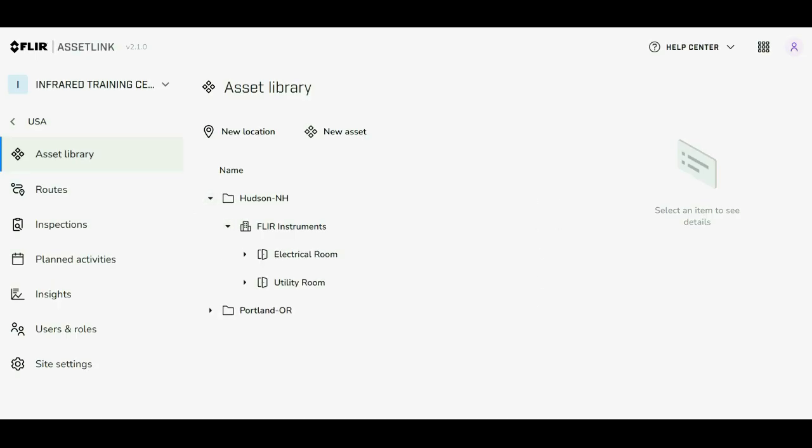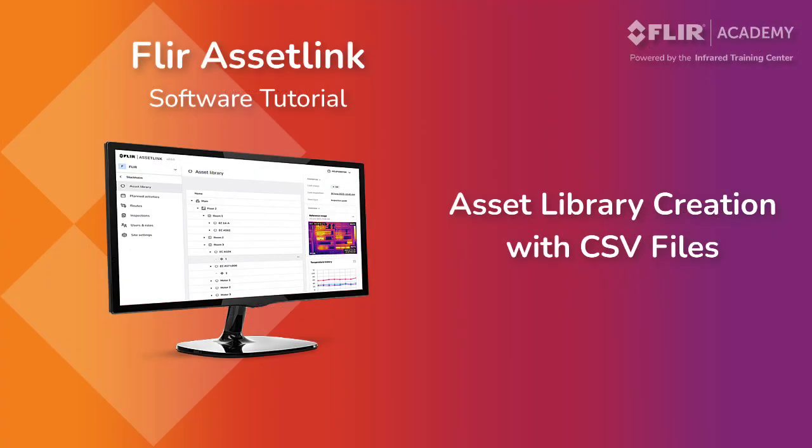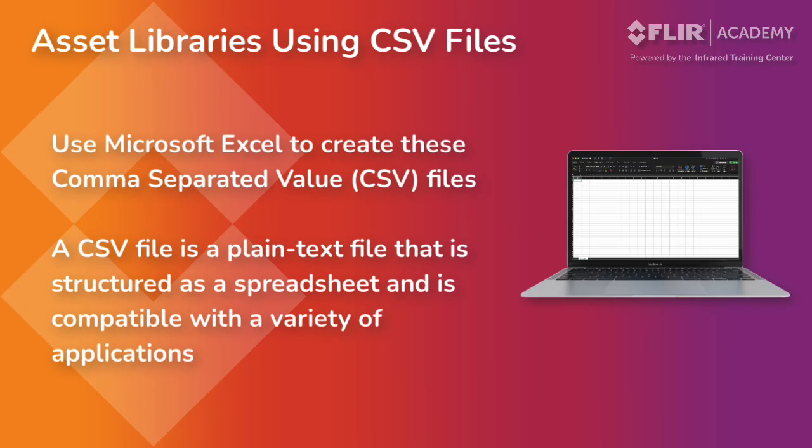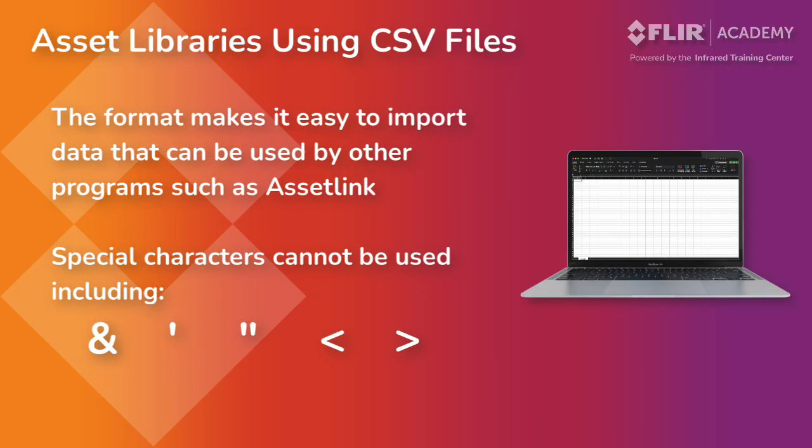While manual entry works well, users may find it easier to either import an existing database or create a new one using a comma-separated value file from Excel. Let's demonstrate that next. An asset library can also be built by importing a comma-separated value file created in Excel. When doing this, it is important to remember that certain characters cannot be used with this method. These include the ampersand, the single quote, double quote, the less than symbol, and the greater than symbol.